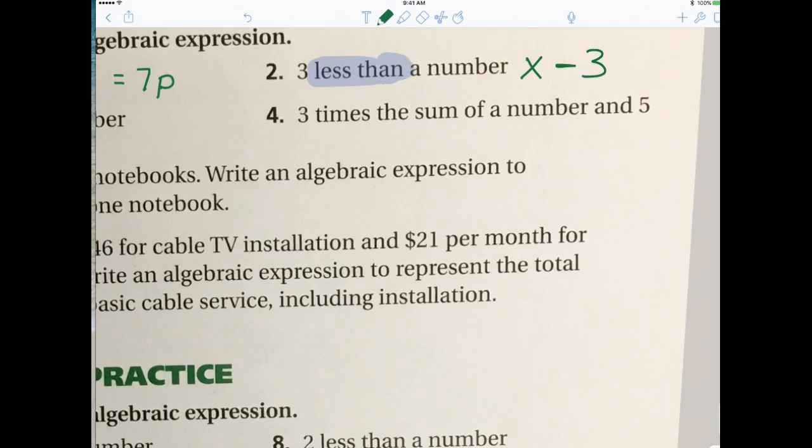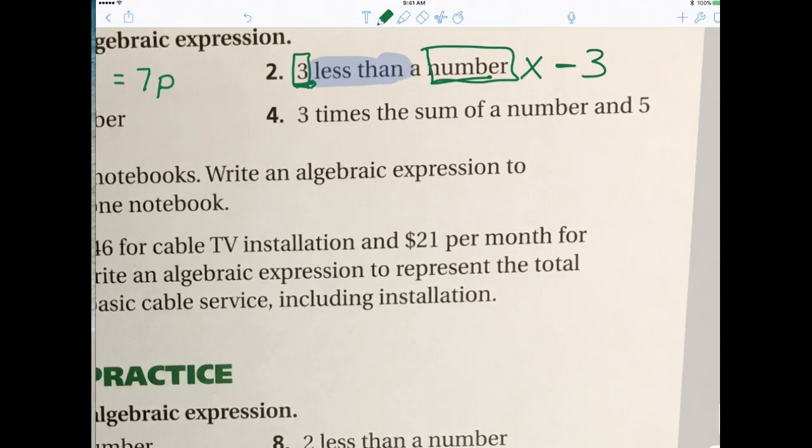Now, most people write 3 minus x. But what I'm trying to tell you is, where do we start? Did we start at a number, or did we start at 3? Because it's 3 less than a number. So I need you to listen to what we're saying, and we're going to do this one a lot because people have trouble with it. You're starting at the number.